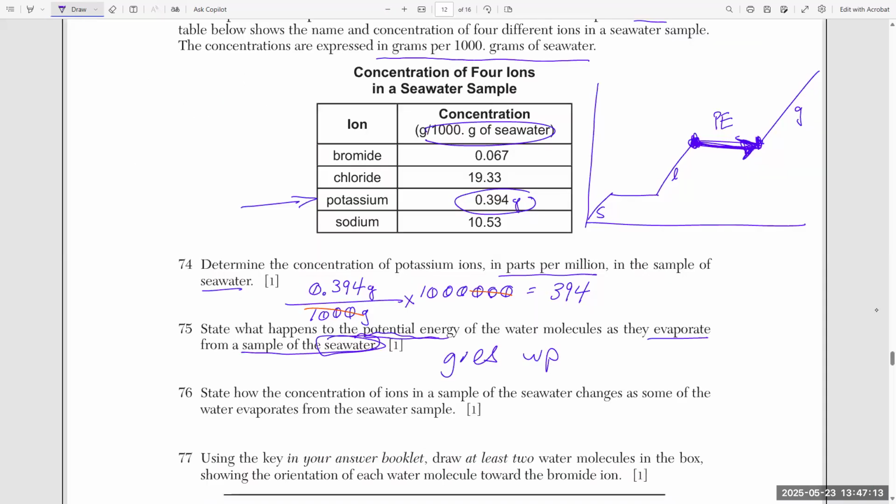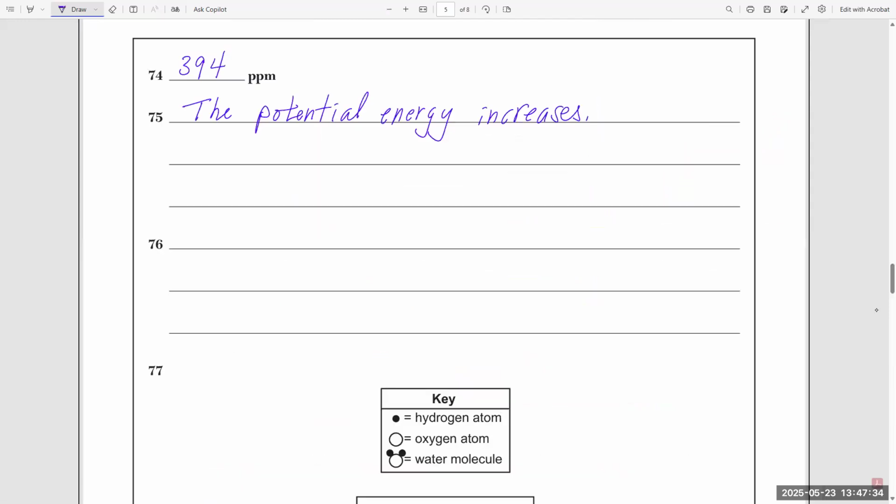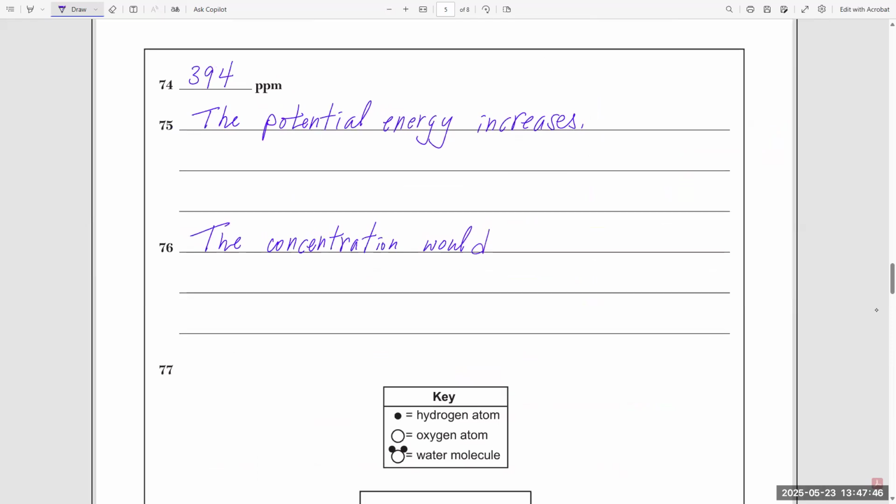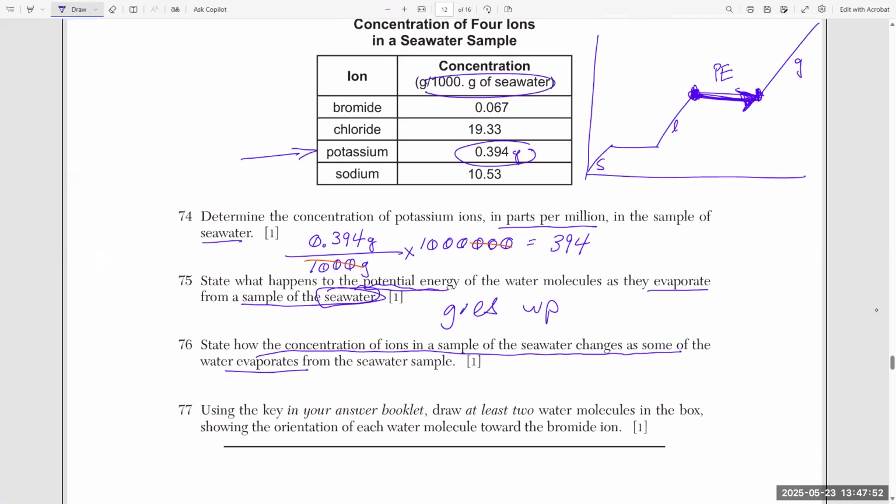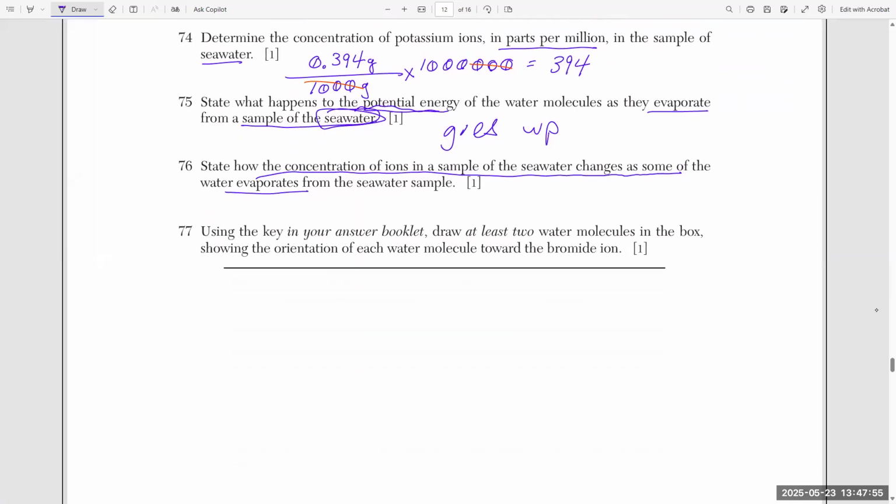State how the concentration of the ions in a sample of water changes as some of the water evaporates. Hey, what happens when water evaporates from seawater? Does it get more dilute or saltier? It's saltier. If it's saltier, what does it tell you about the concentration of salt? It increases. So you would say the concentration would increase. It's that easy, guys. Let's go to 77. Use the key in your answer booklet.